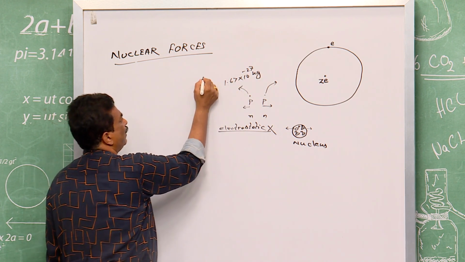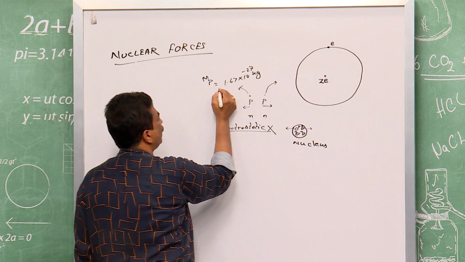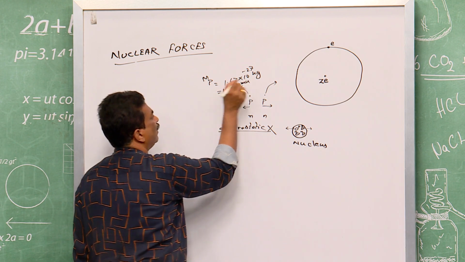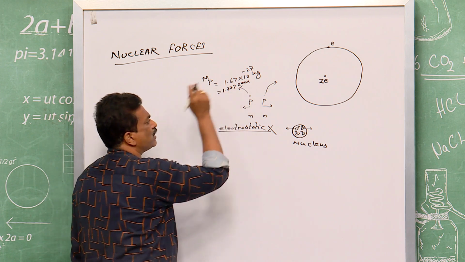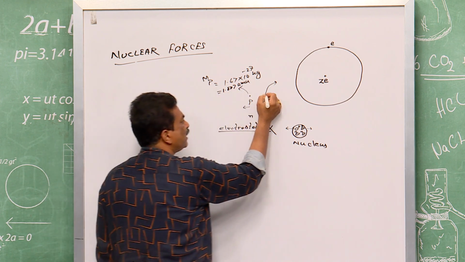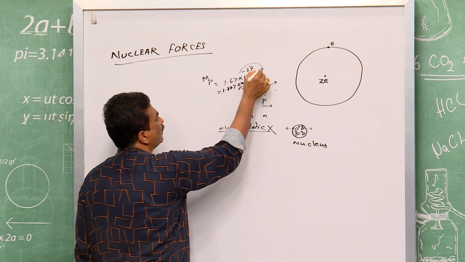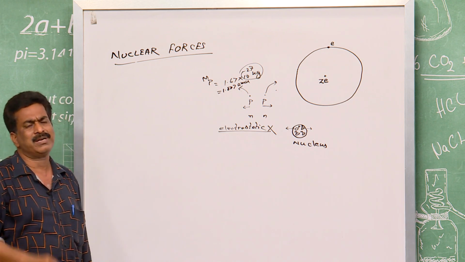Proton mass we have taken, mass of proton m_p, and this can also be written in AMU, atomic mass unit, meaning 1.007 AMU. And this proton also has its mass. If you observe these masses, between the two masses there must be a gravitational force.